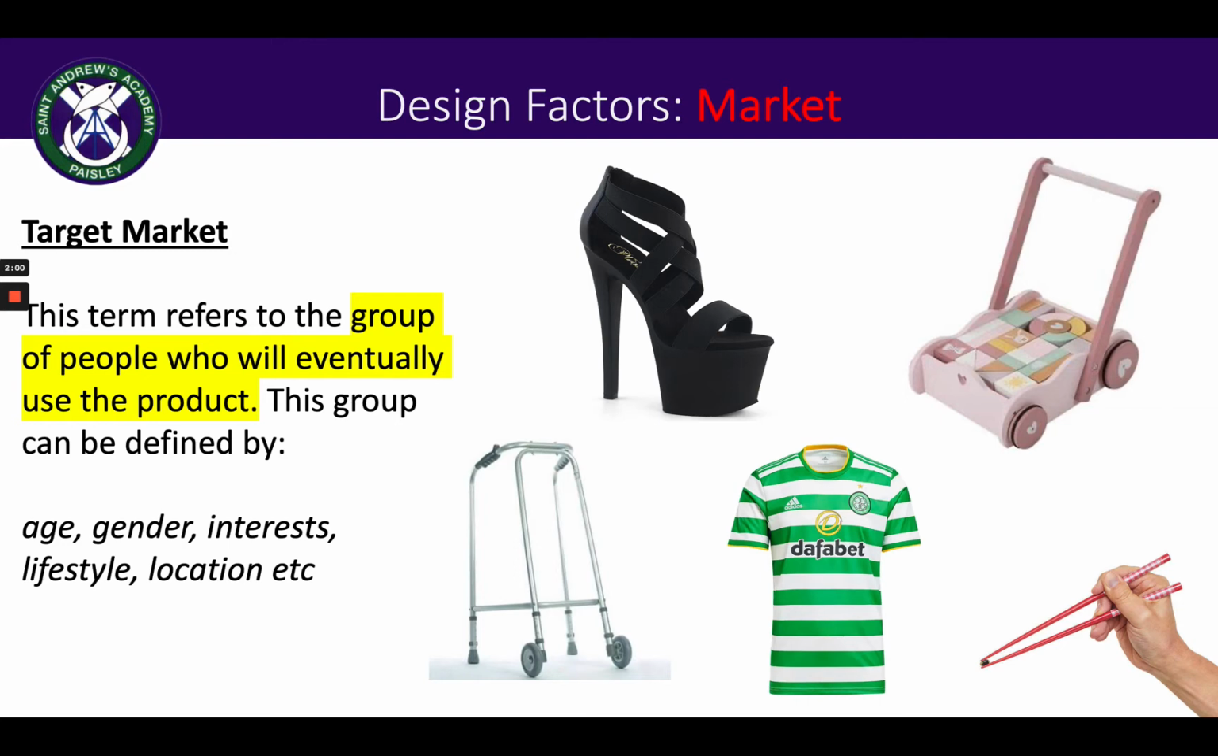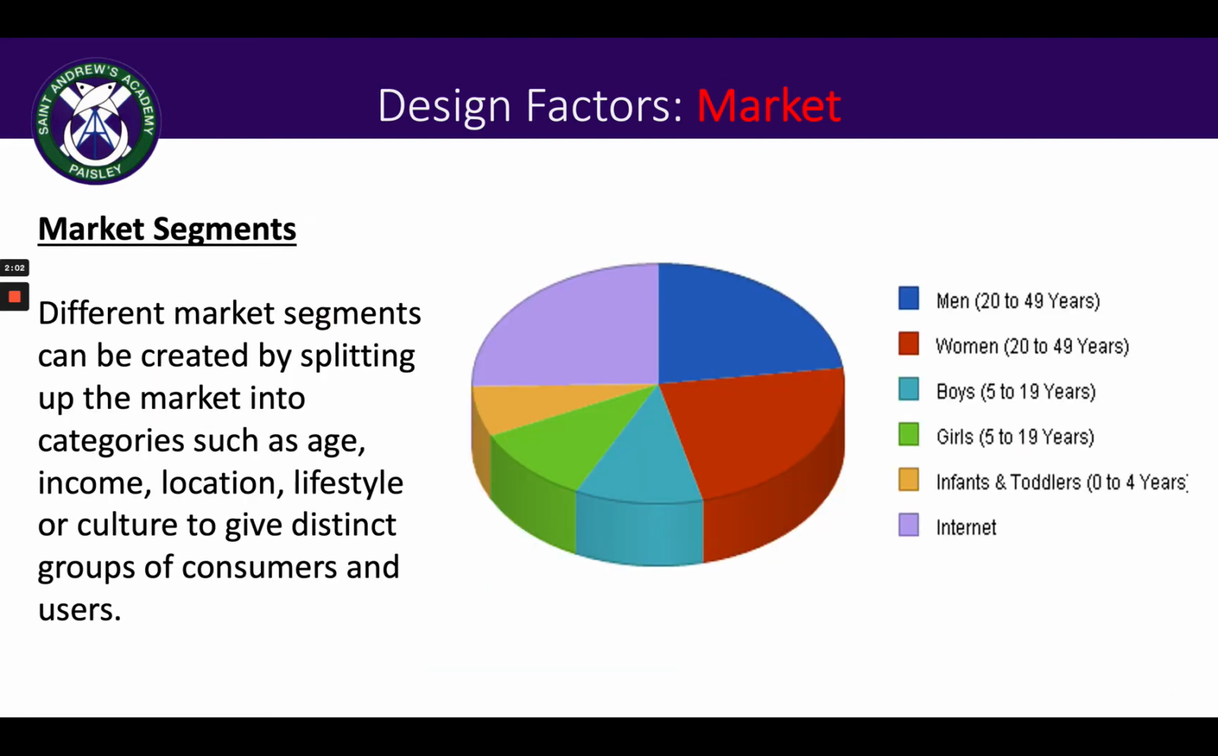interested in? Other things you need to know about are market segments. Market segments can be created by splitting up the markets into categories such as their age, their income, their location, their lifestyle, their culture, to give distinct groups of consumers and users.